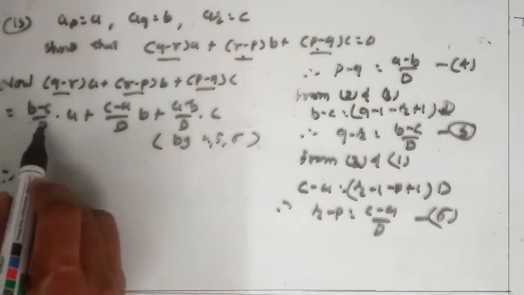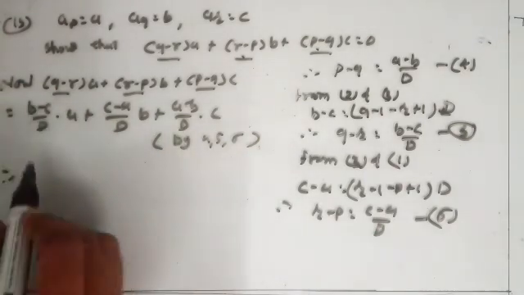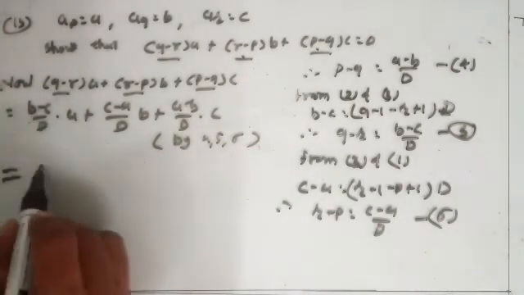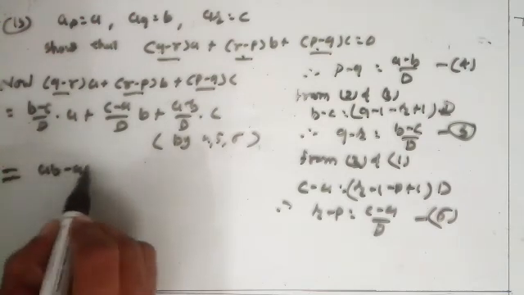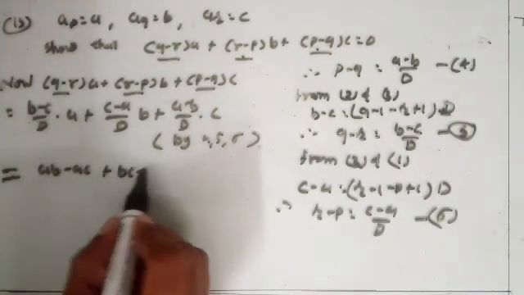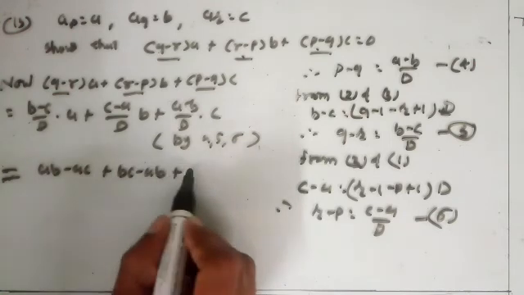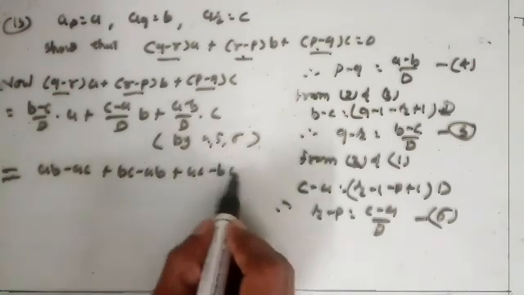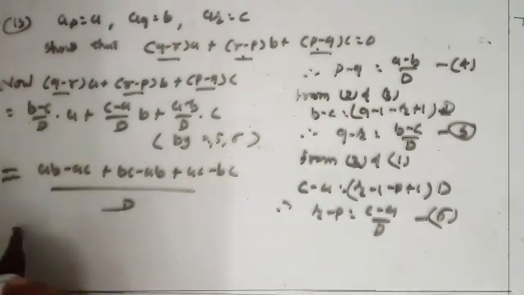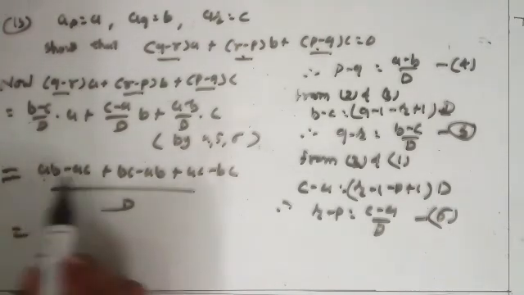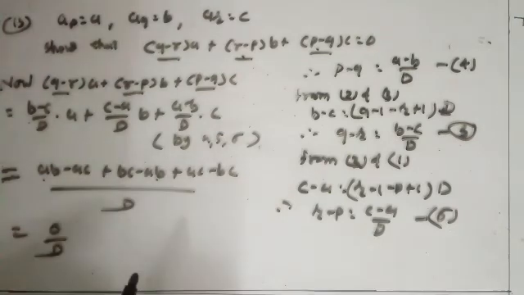Simplify this. Take D as LCM, a taken inside. So we get ab minus ac plus bc minus ab plus ac minus bc upon D, which is equal to 0 upon D. ab plus minus cancel. Similarly, all terms cancel. We get 0. So it is equal to 0. Hence proved. Clear?